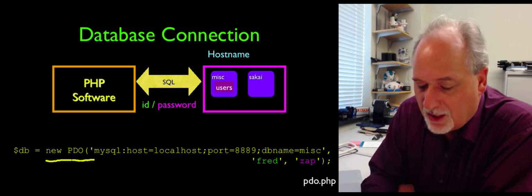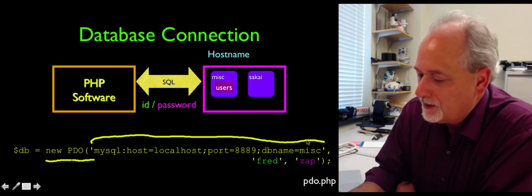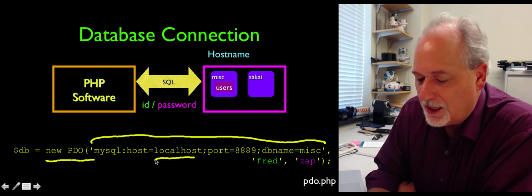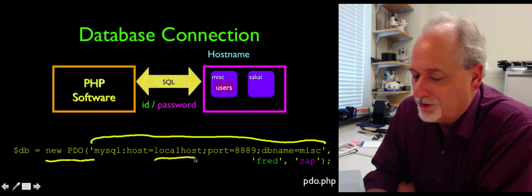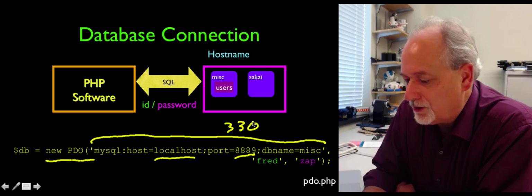This is creating an object of type PDO and passing 3 parameters. The first parameter is what's called a connection string. This tells what host it's on. In this case, it's localhost because I'm running a developer server. It also says what port it's on. The default port is 3306.